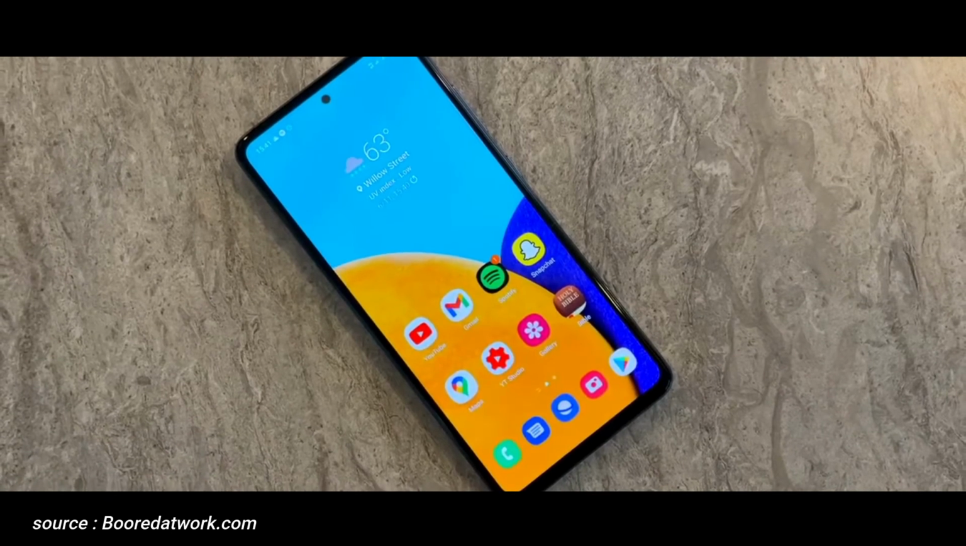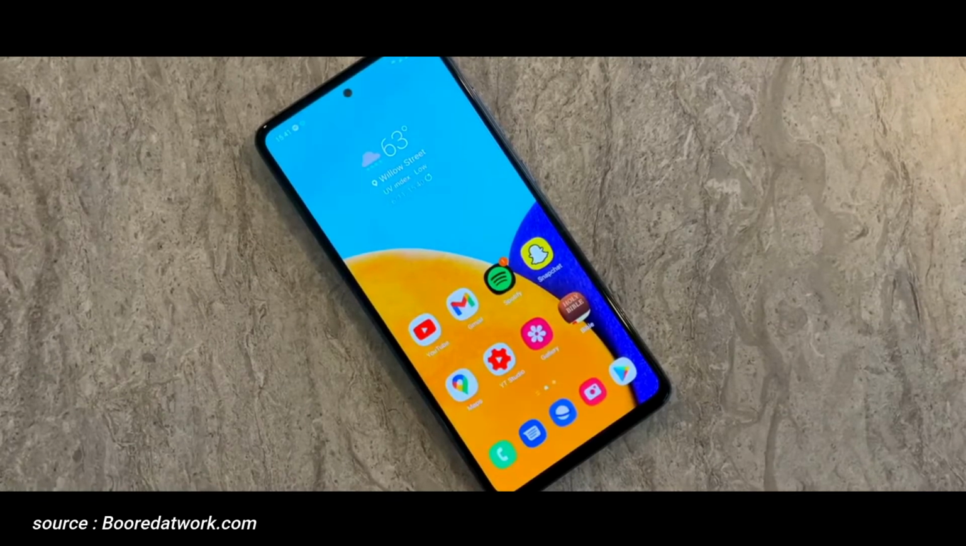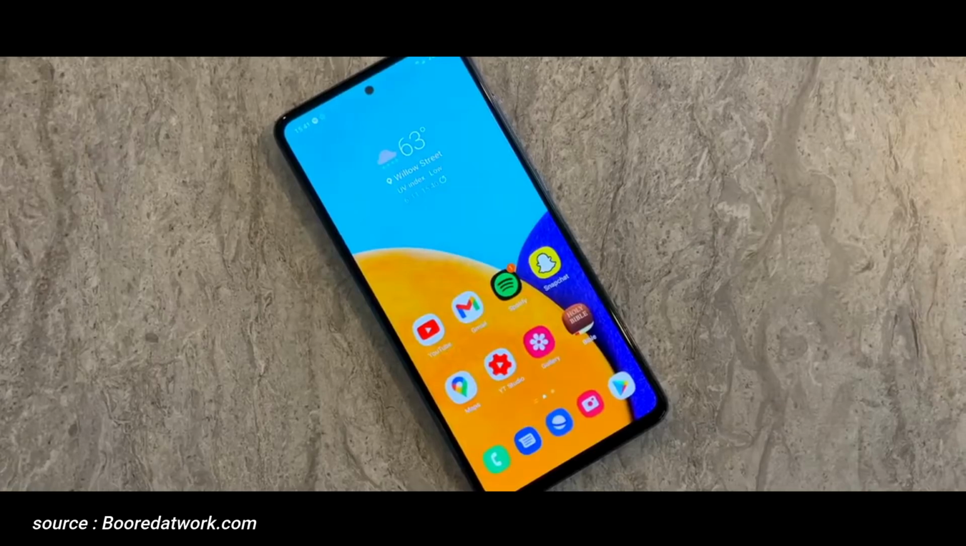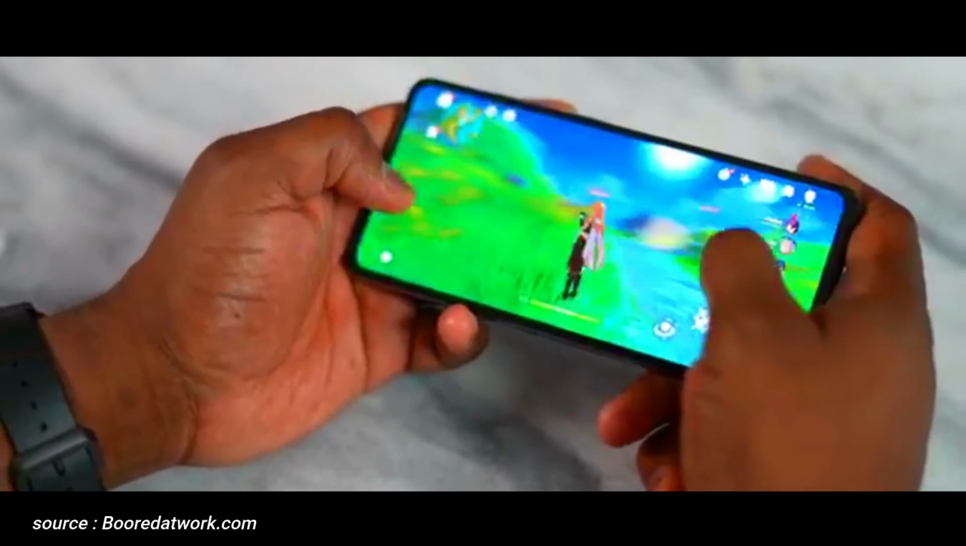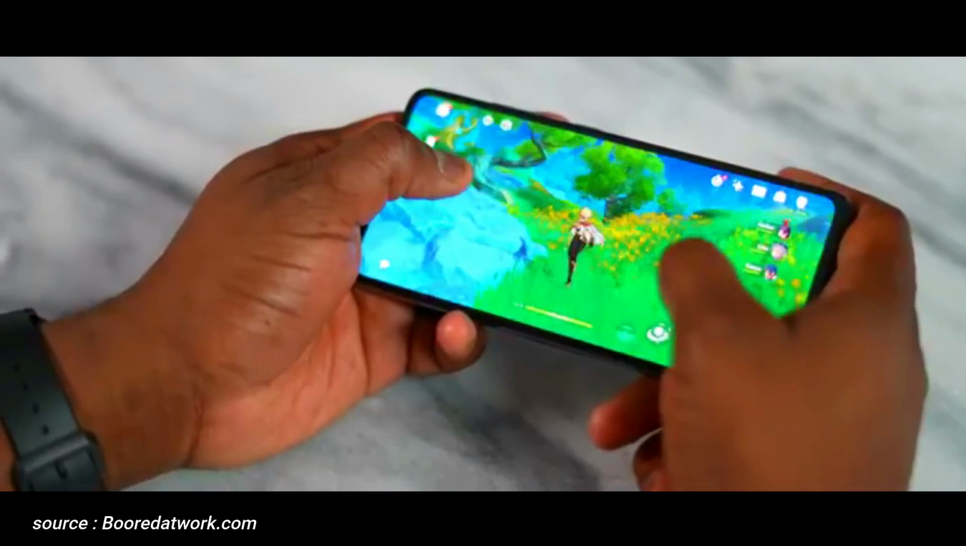But remember, this IP certification is not as good as the one owned by a former flagship of the Galaxy S9 class. Instead of having a water resistance of 1.5 meters deep, the A52 only makes the device water resistant to a depth of 1 meter for 30 minutes.